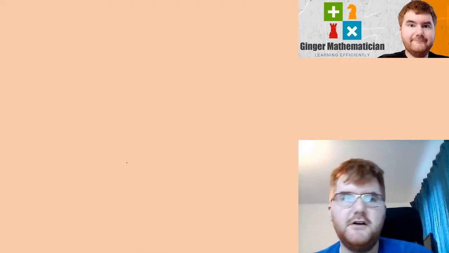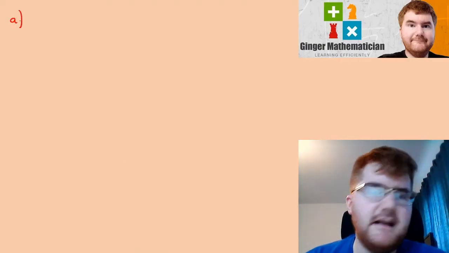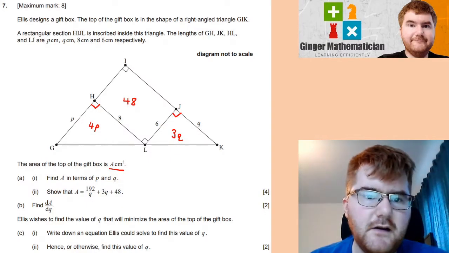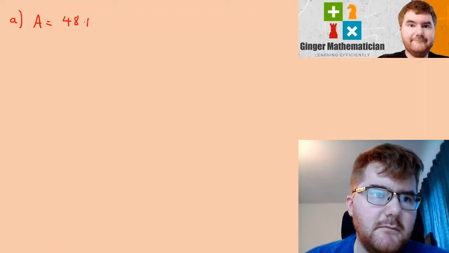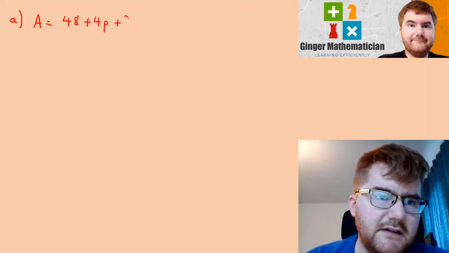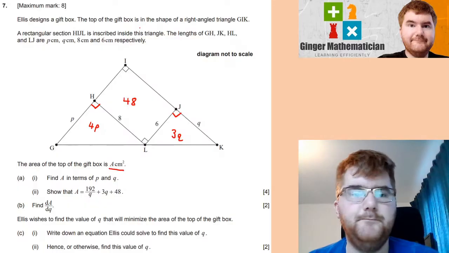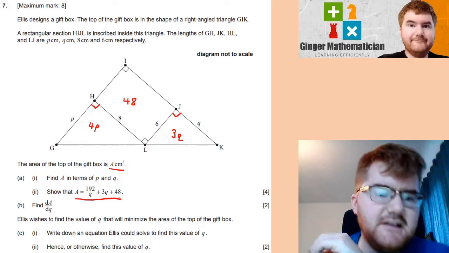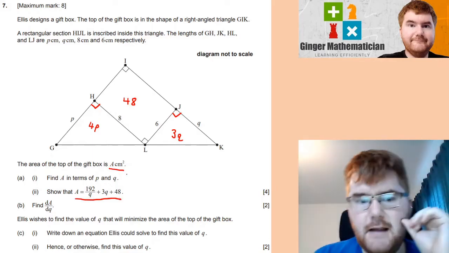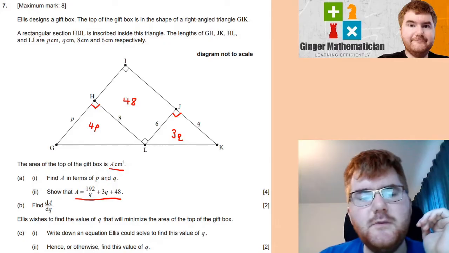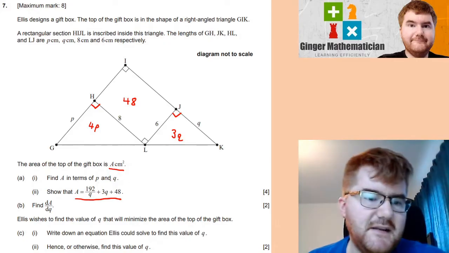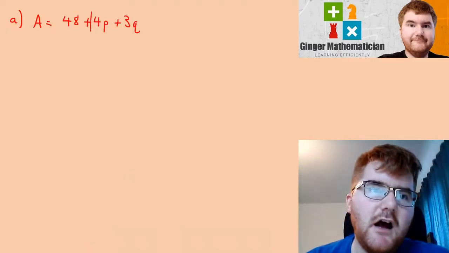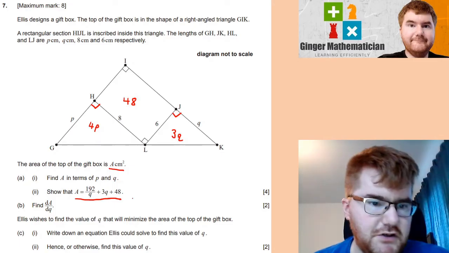So if I go to my next slide here, for part A, the area in terms of P and Q, well, we just add all these together, so we get 48 plus 4P plus 3Q, like so. And now we need to show that the A is equal to this expression here. This is a very typical optimization question, as you'll see in parts B and C. And notice this is almost identical to what we have here, apart from instead of a 4P, like we had in our original formula, we've got a 192 divided by Q instead.